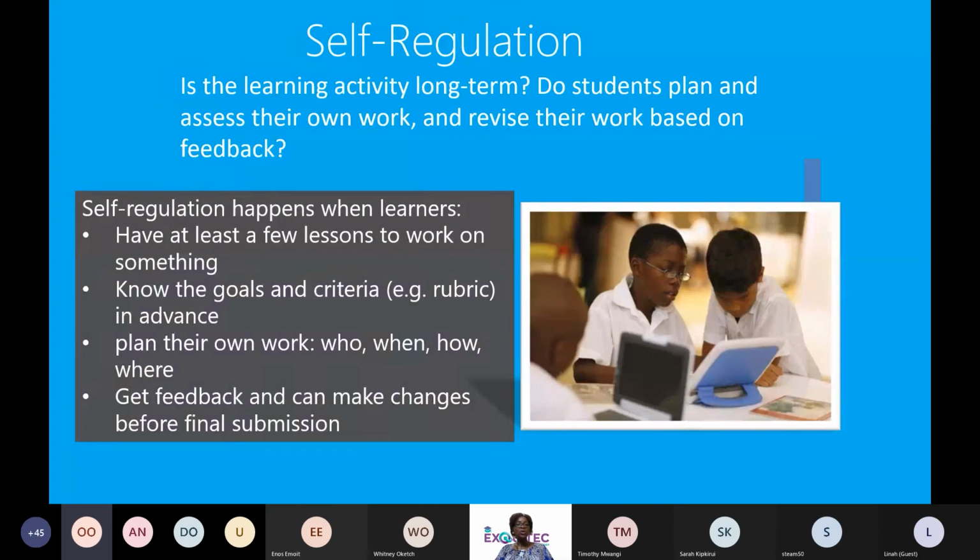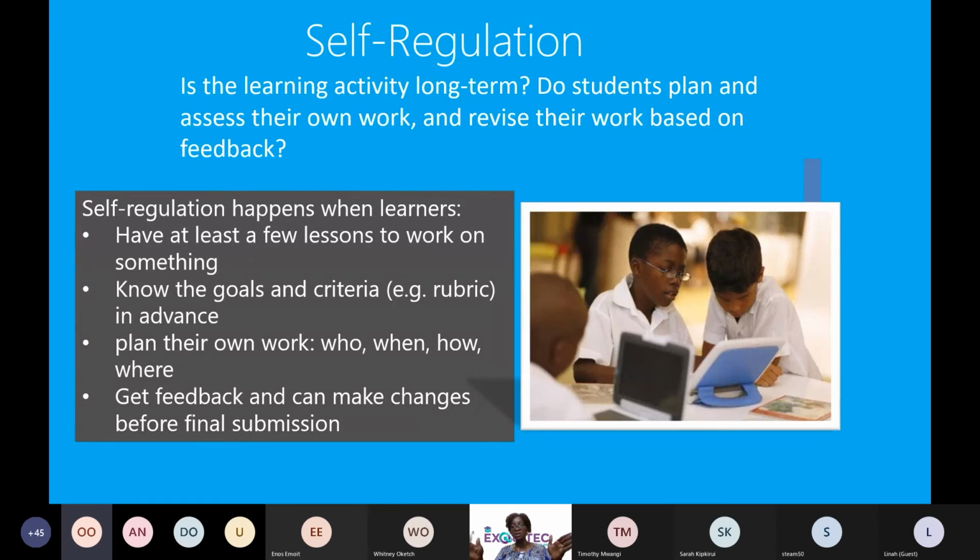So you must have at least a few lessons to work on something, so that's the length of time. And then students will know the goals and criteria. They have to have a rubric, something that guides the expectation of what you want them to do at what level. So they have something they can check back at as they progress in that activity. They also plan their own work. Who does what? So like collaboration, they make substantive decisions: who does what, and when they do it, how they do it, where they do it. They get feedback, and they use that feedback to make changes before their final submission. So that is really what self-regulation is about. First and foremost, it must be a learning activity that is long-term.